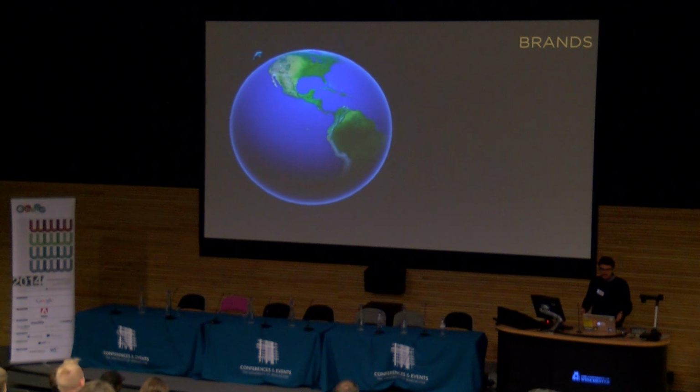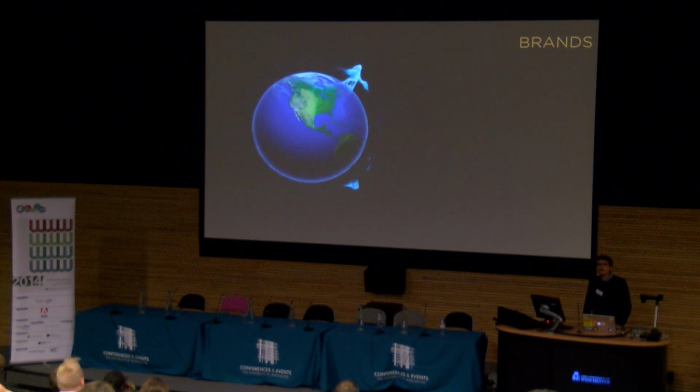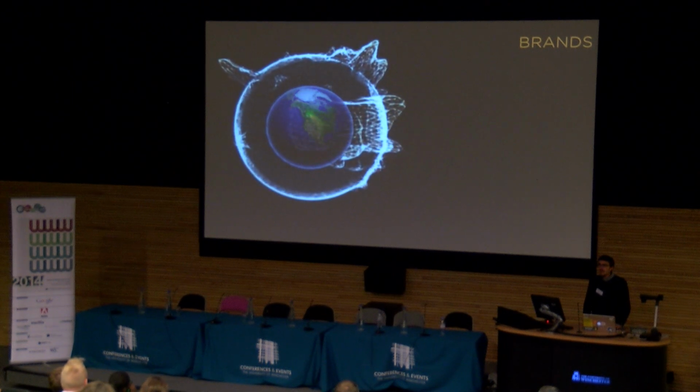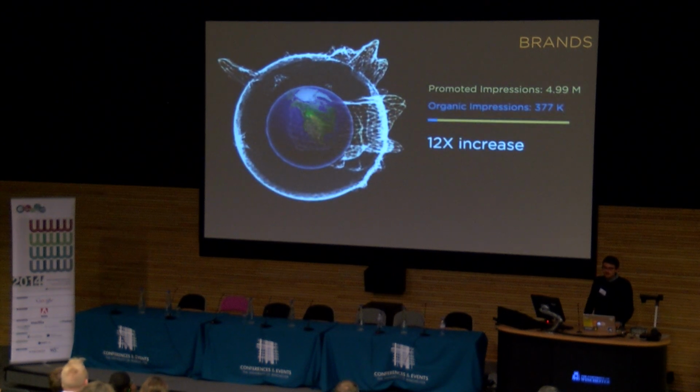So for example, this first viz shows the reach of an organic tweet on Twitter. This reaches geographically about the whole planet, but it also has 300,000 impressions. If you compare this to a promoted tweet that has 5 million impressions, that's pretty amazing. That's a 12x increase of impressions, which is amazing. But it's even more amazing if you put this 3D globe next to that.